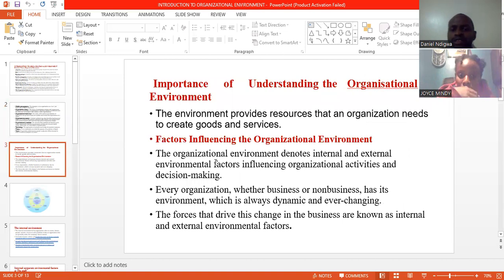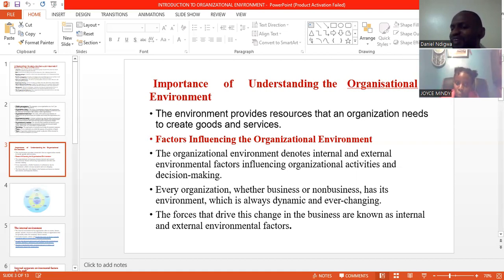So the other thing we are going to look at is the importance of understanding the organizational environment. So the environment provides resources that organizations need to create goods and services. So once you understand the organizational environment, then you as an organization will be able to create goods and services. And that is what controls most industries nowadays. If you don't have a product, you have a good, you have a service. And a good is anything that is tangible and can be touched. For example, when you walk into a supermarket and you buy maize flour, that maize flour is considered a good.